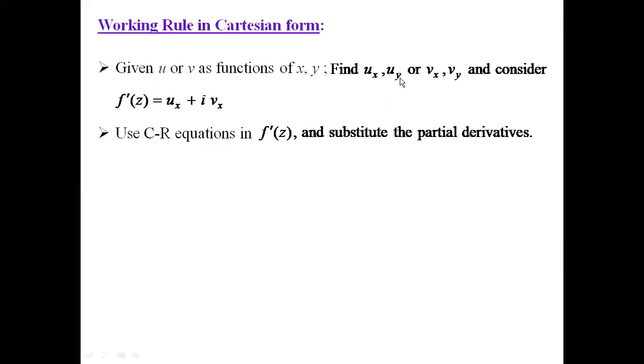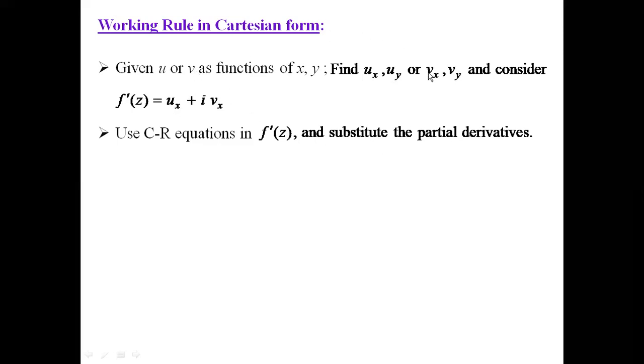Now suppose I'll be given with u and I find out ux and uy, then I'll be knowing only ux. So I'll not be knowing vx, so we use CR equations vx is equal to minus uy and change this vx in terms of uy so that we can substitute both the partial derivatives.